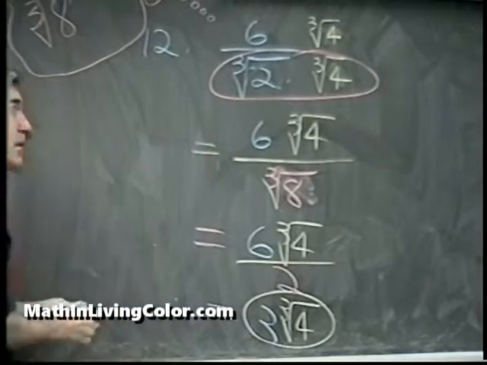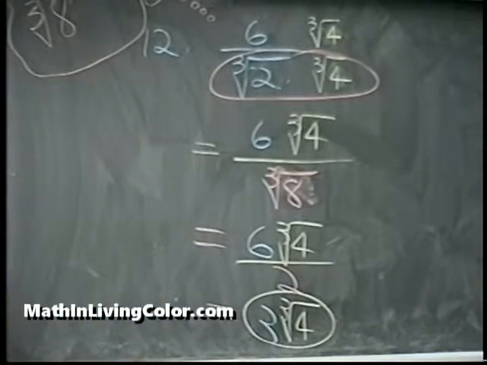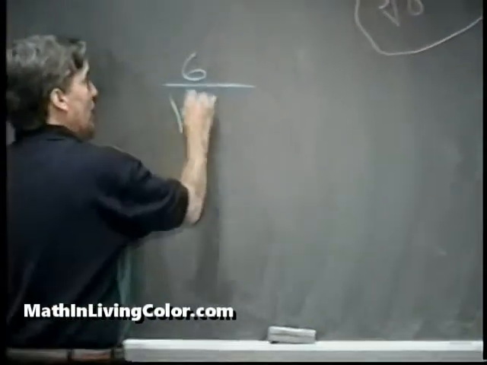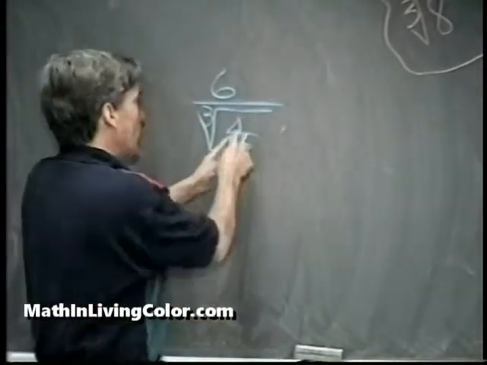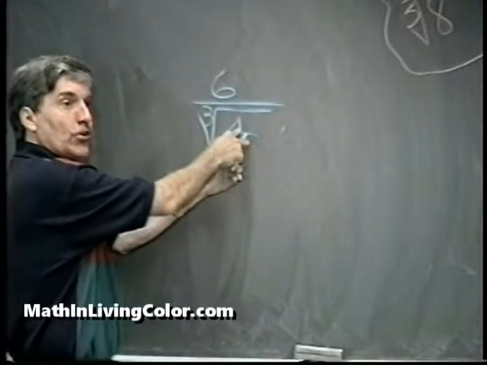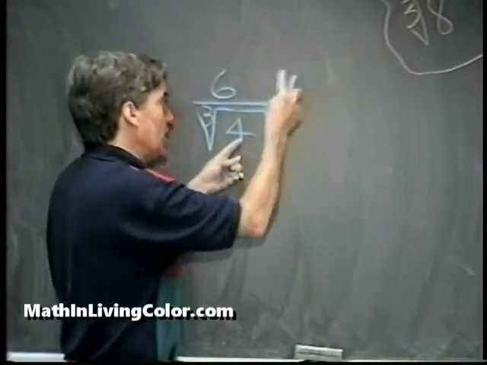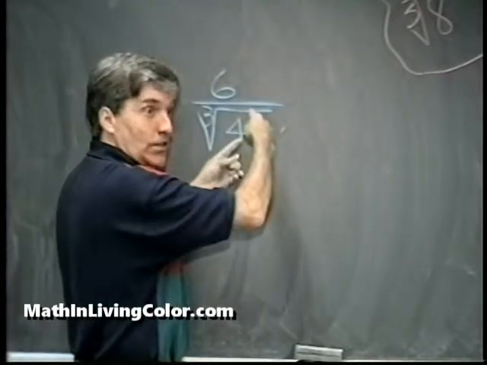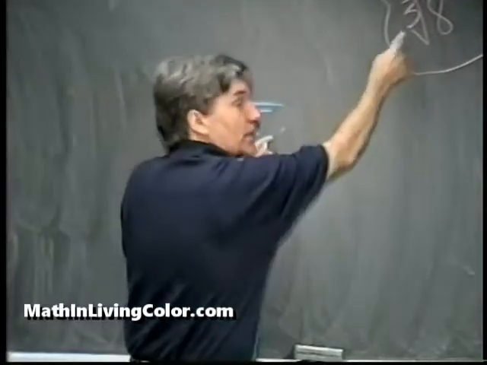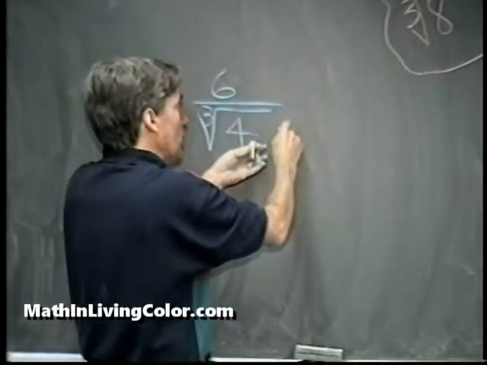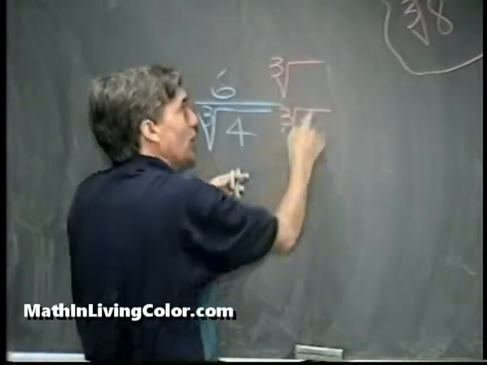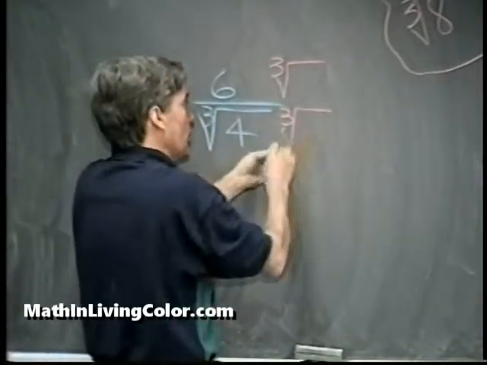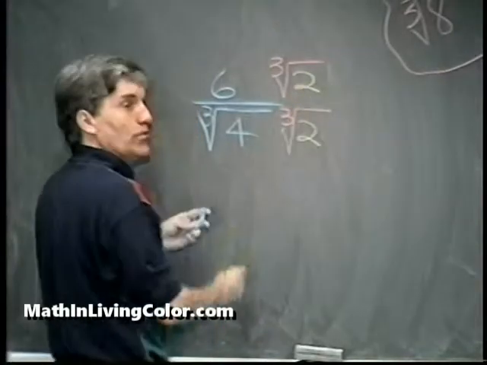Okay? Now, one more thought. What if it had been 6 divided by the cube root of 4? Now, when you think of 4, the perfect cube, 8, comes to mind because 4 divides into 8. So 8 is still the number that comes to mind. So what I want to do is multiply this by the cube root of what over the cube root of what in order to get 8? 2. So we'll do the cube root of 2 over the cube root of 2.